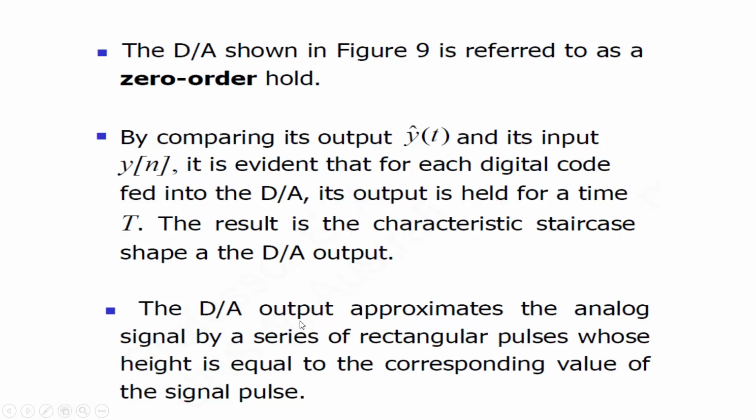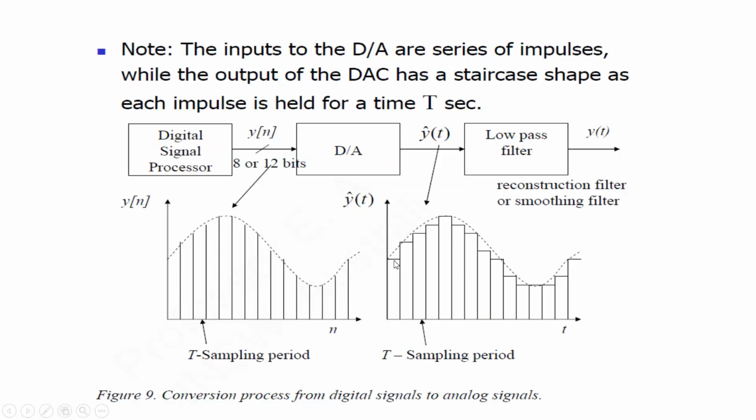The D2A output approximates the analog signal by a series of rectangular pulses whose height is equal to the corresponding value of the signal pulse. That's what these are. The height I am talking about is the height of this pulse. So these pulses, which are basically the output of the D2A converter, after passing through the reconstruction filter, I will be able to get the original analog signal back.